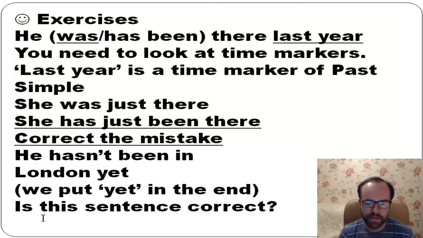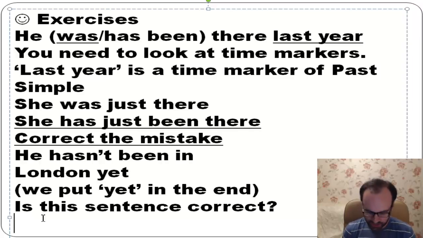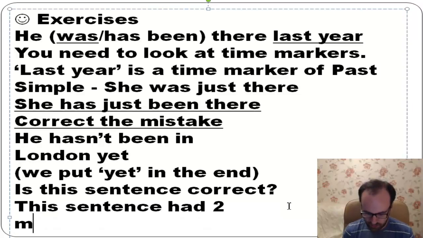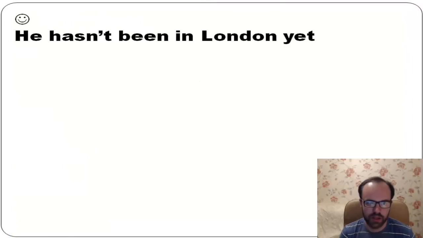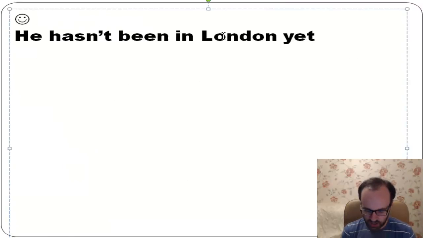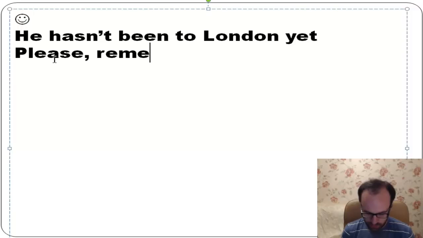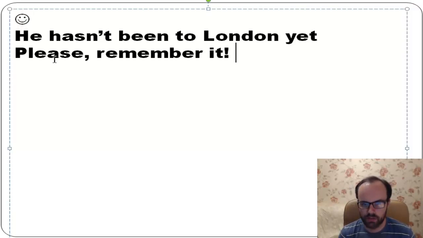This sentence had two mistakes. So he hasn't been in London yet. You need to say he hasn't been to London yet. Please remember it. He hasn't been to London yet.